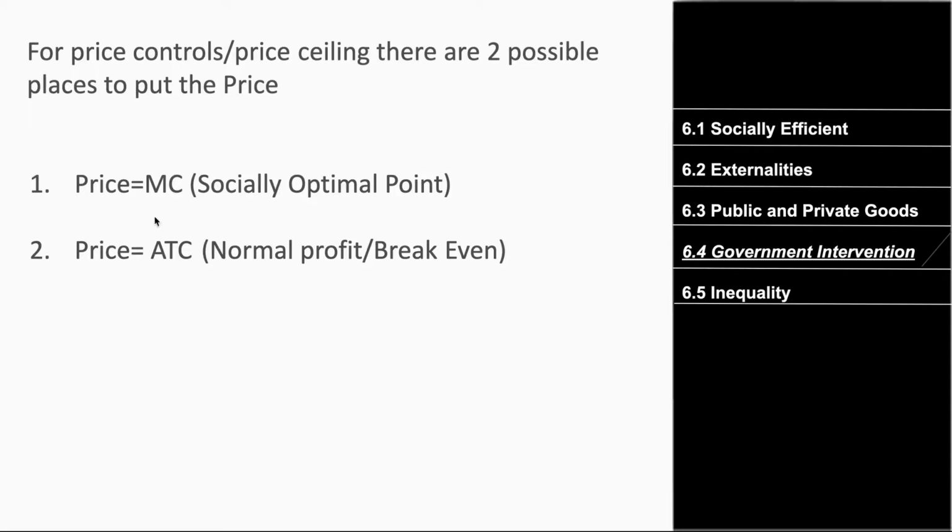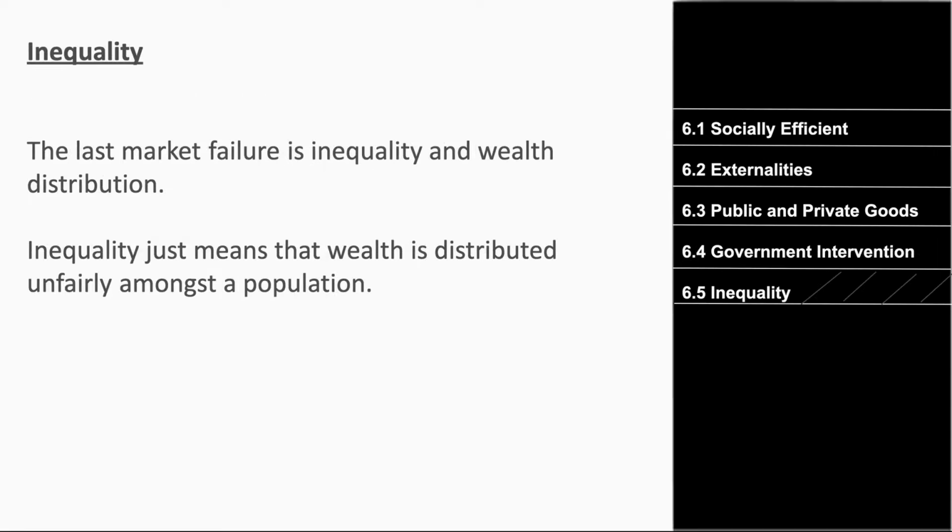For price controls, there's two different places the government can put the price. They can put a price at ATC, which would be normal profit, break even. Since price is at ATC, you're making as much as you cost. Or price is equal to marginal cost, which is the socially optimal and socially efficient point. So just make sure you remember, for imperfect competition, when governments are trying to intervene, price equals ATC is a normal profit break even. Price equals MC is a socially optimal point for governments.